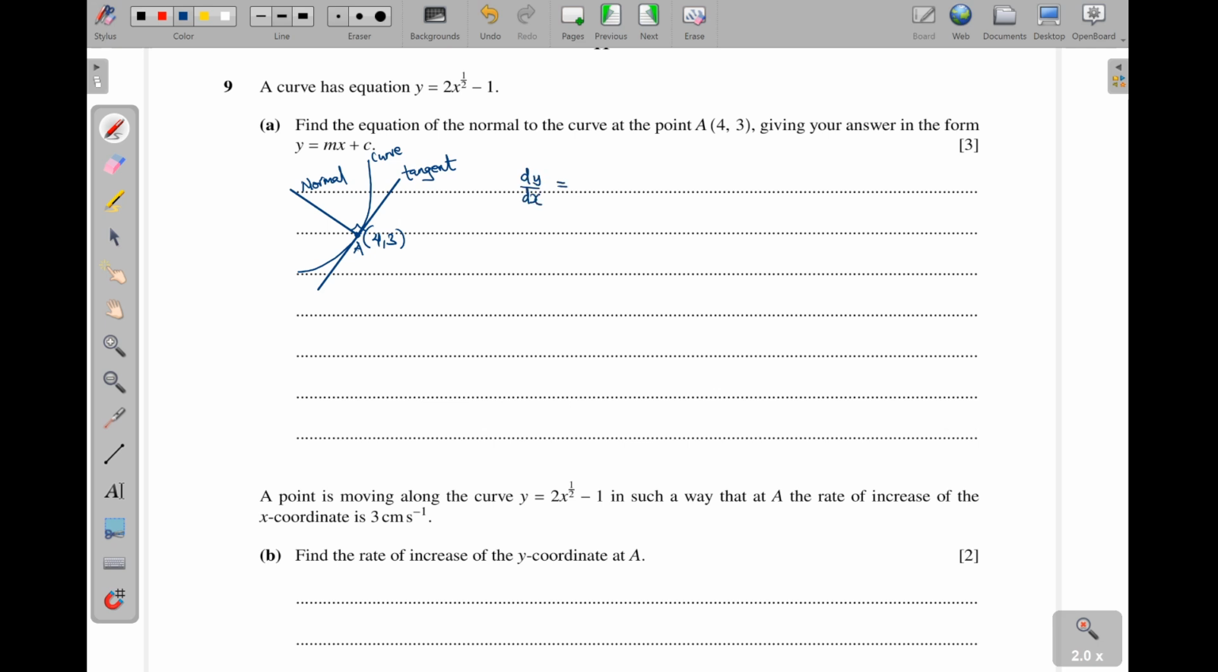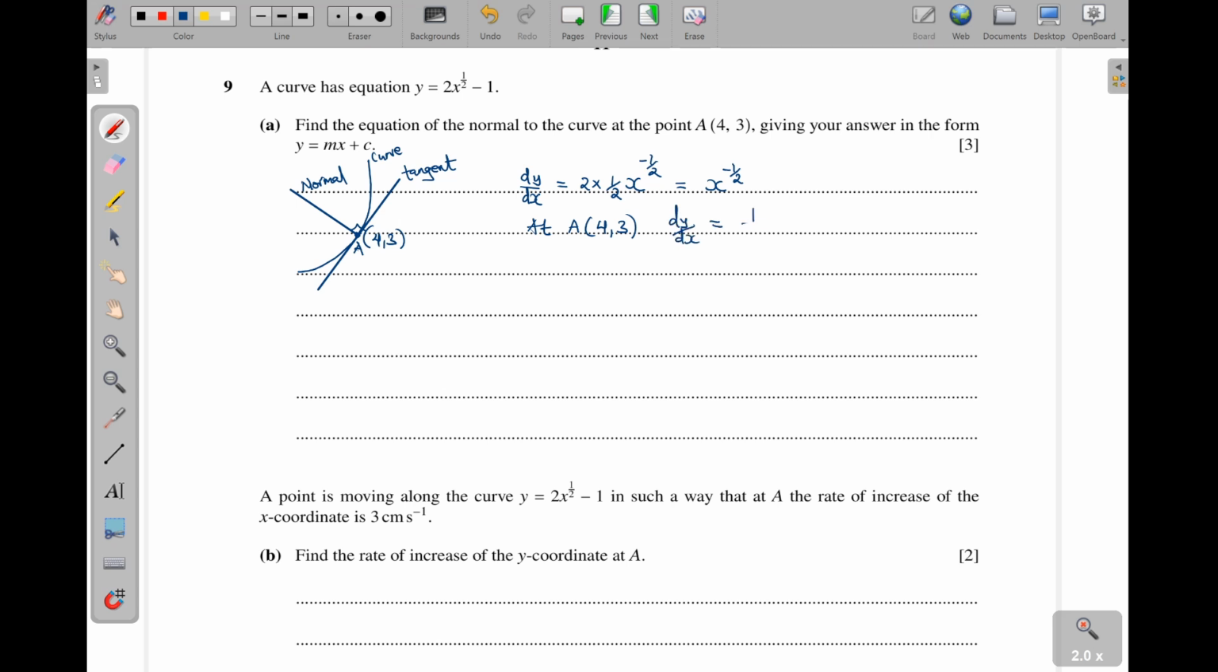dy/dx, put this one down here. You will have 2, then times a half, then x to the power of a half minus 1, that will be negative a half. Of course, when you differentiate negative 1, it will give you a 0. So that means we shall get x to the power of negative a half. Now, at this point A, x is 4. So what do we get here as our dy/dx?